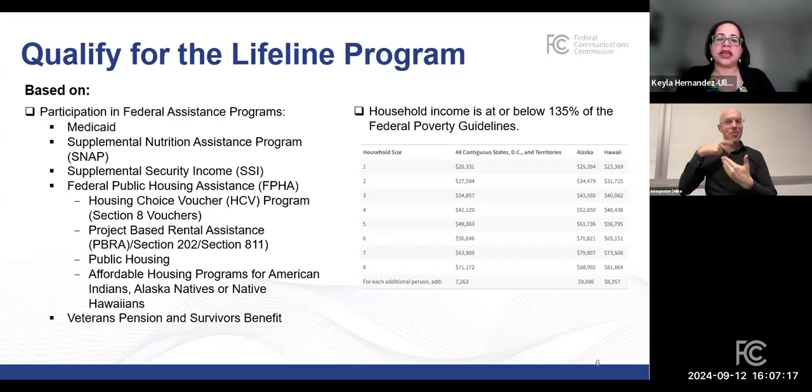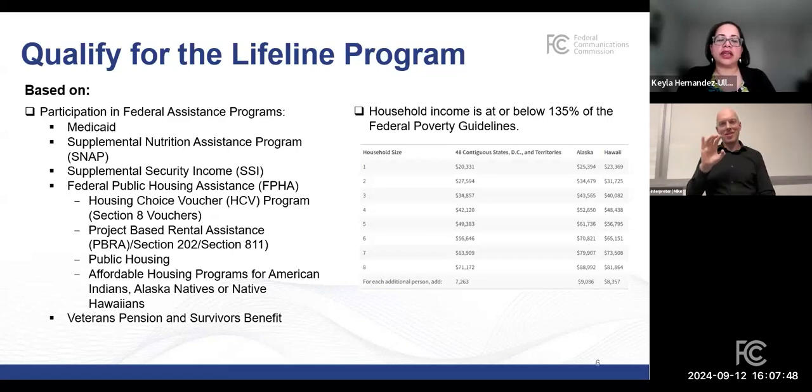The second way that a lot of consumers or households qualify for this program is by participating in federal assistance programs. This includes Medicaid, supplemental nutrition assistance programs, also known as SNAP, supplemental security income or SSI, federal public housing assistance, and one of the most known is the Housing Choice Voucher Program, which many consumers know as Section 8 vouchers.